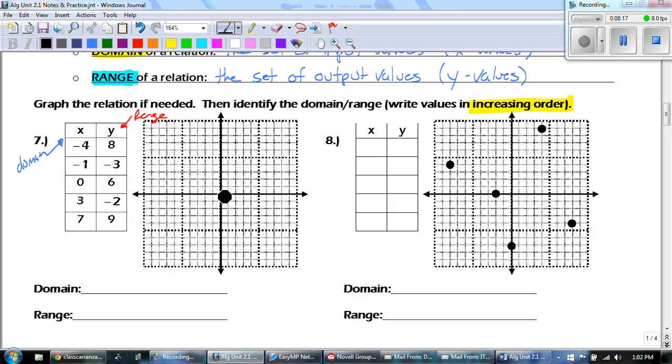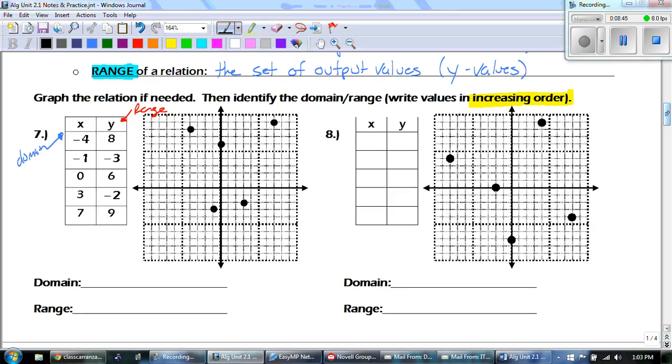All right, so starting with the first one, negative 4, 8. There's my first point. Negative 1, negative 3. 0, positive 6. 3, negative 2. And then 7, 9. Okay? So those are the 5 points it asks me to graph.